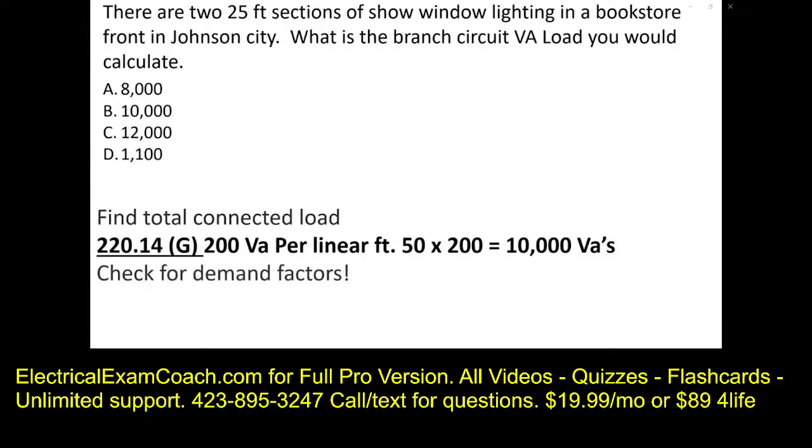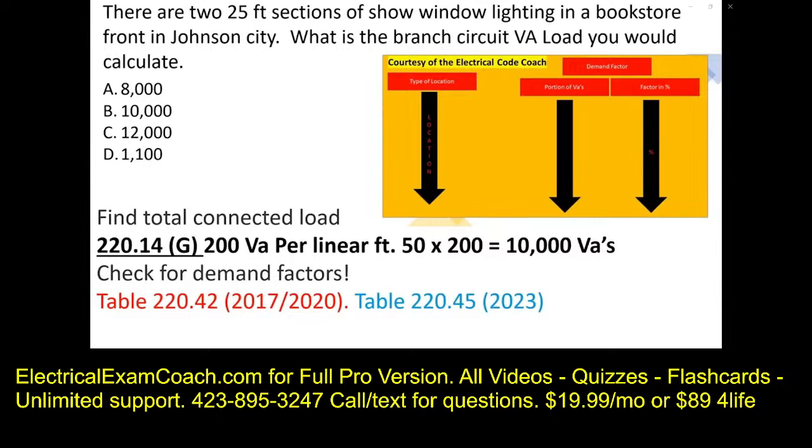For demand factors, we're going to head over to that same table and look for our type of occupancy here on the left. And we're not going to find it. We're going to find that we cross over and that it's 100%. So there's no demand factor applied. And we're going to select B. Great job.